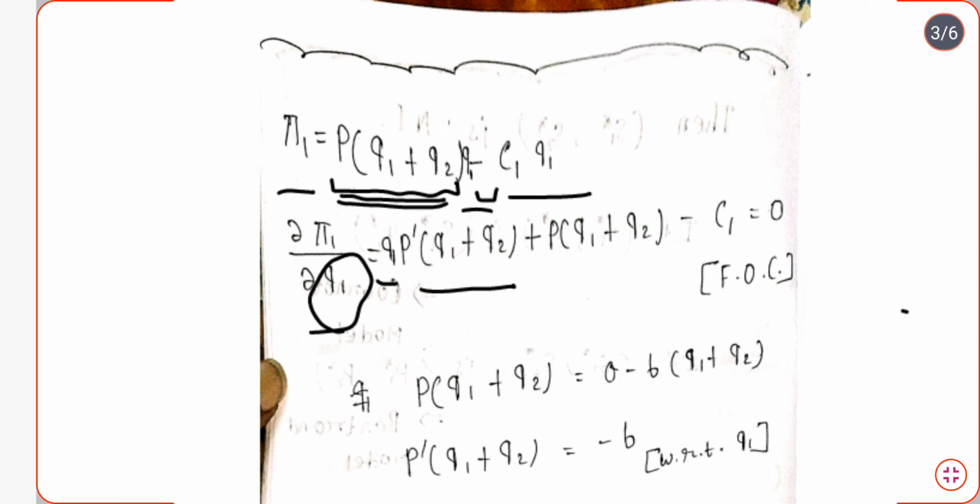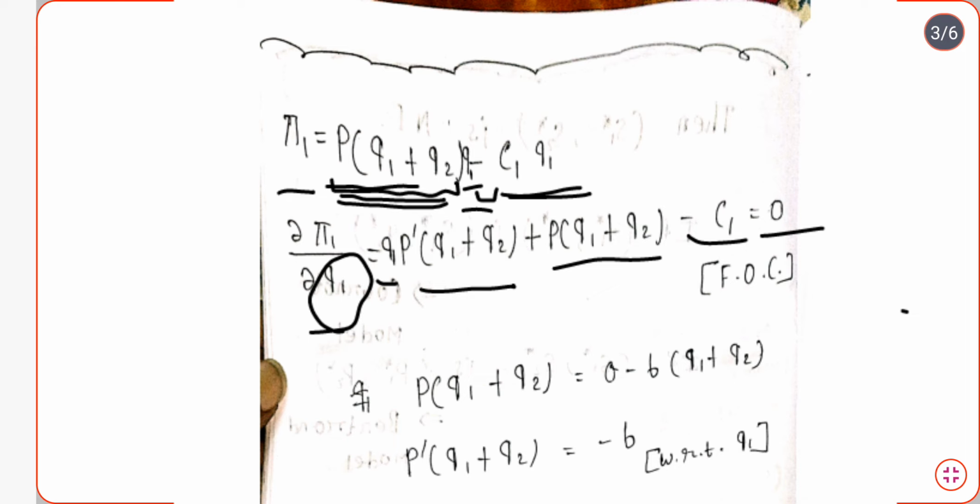In the next portion we keep the U part constant, that is P(Q1 + Q2), and differentiate the V part, Q1, with respect to Q1, which comes out as 1. So it will just be P(Q1 + Q2). And if we differentiate C1 into Q1 with respect to Q1, it comes out as C1. So this is our first order condition for profit maximization: if we differentiate the profit function with respect to the quantity produced by the firm, it comes out as 0. So we have written it as 0.